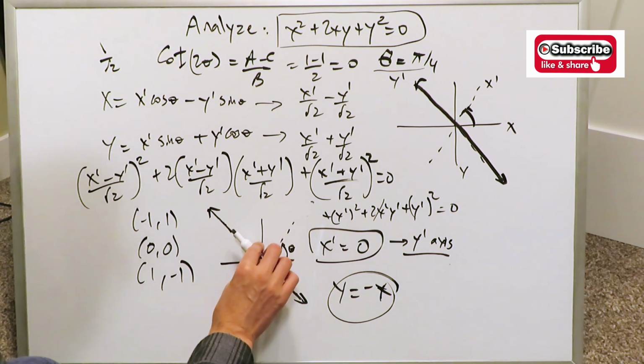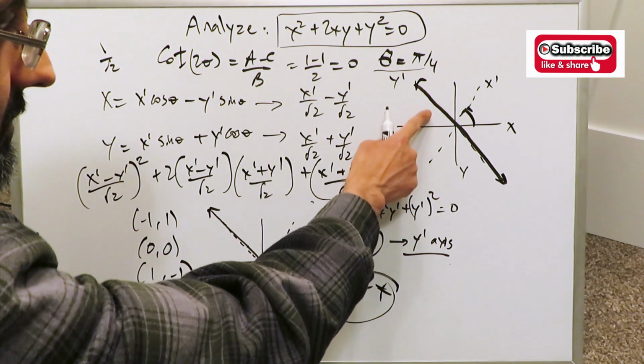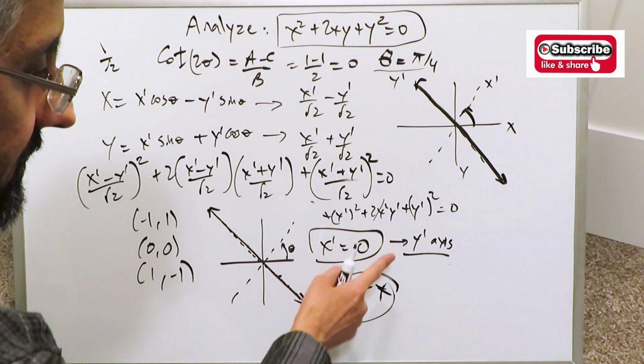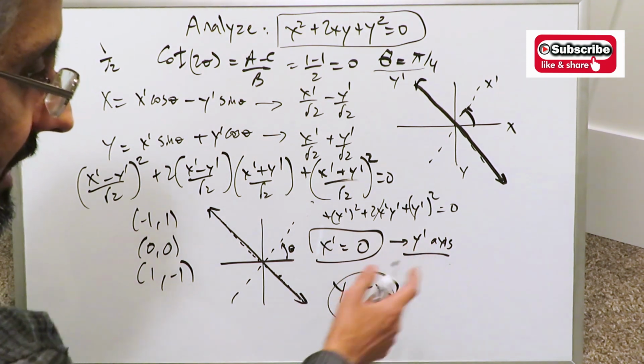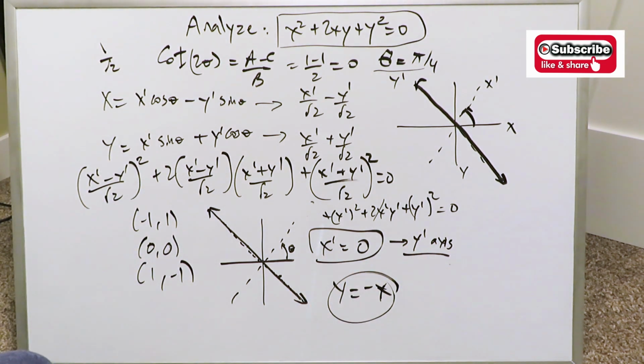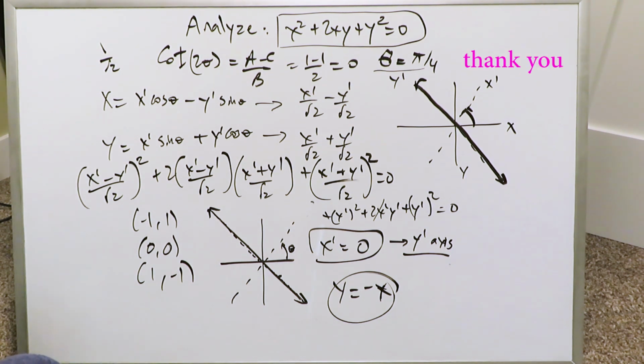This right here, x squared plus 2xy plus y squared is equal to this, which is x prime equals 0, which is your y prime axis. So that right there is the essence of this particular question, and it has been completed. I won't say any more on this, but that's it for this video.